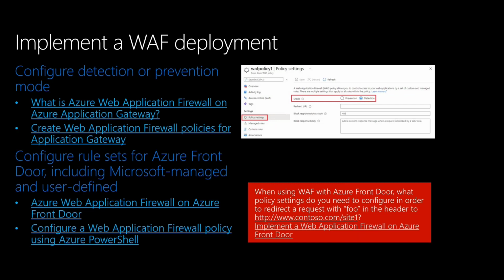Web Application Firewall. Web Application Firewall provides you with a centralized location to protect your web applications from very well-known exploits and vulnerabilities. So this is going to be looking at things like SQL injection, cross-site scripting. Those are some of the most common types of attacks that a WAF will be looking for.